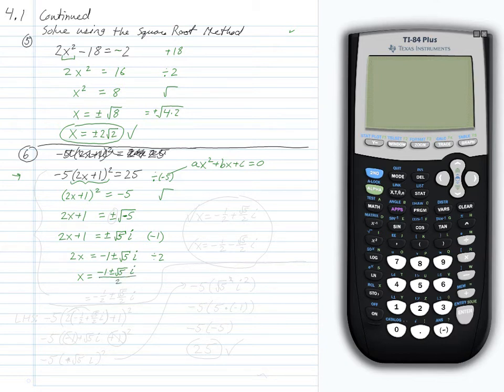So we're technically done. I want to write these as separate answers, however, and since I have an i here, I'll write it in the standard complex form. We could write that as -1 over 2 plus or minus root 5 over 2 times i. So our two solutions: x equals -1/2 plus square root of 5 over 2 i, and x equals -1/2 minus square root of 5 over 2 i.